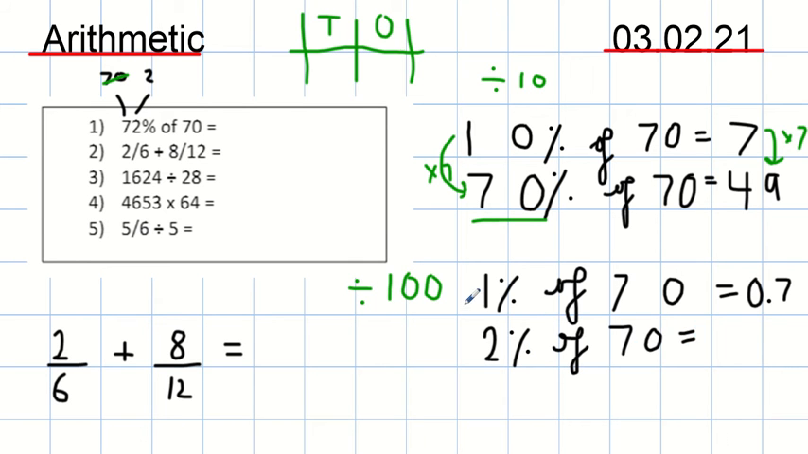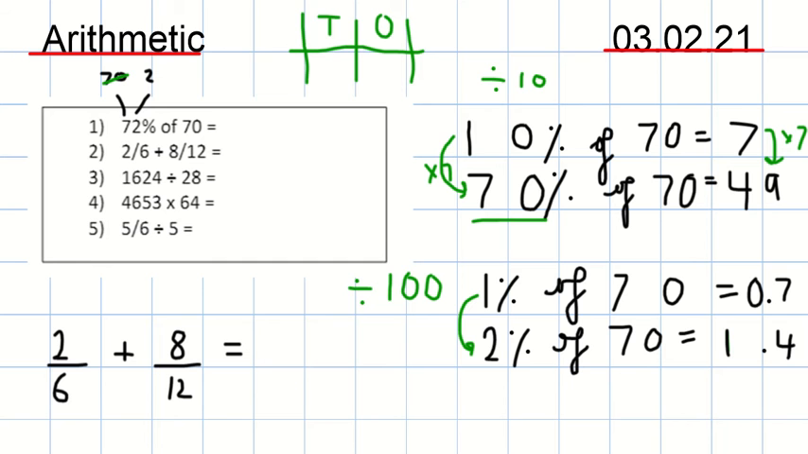Well, now I found 1%, how could I use that to find 2% of 70? Well spotted, Year 6. This is twice as big, it's been doubled. So what would double 0.7 be? Well, double 7 is 14. And then I need to remember to put my decimal point in the correct place. So 2% of 70 is 1.4.